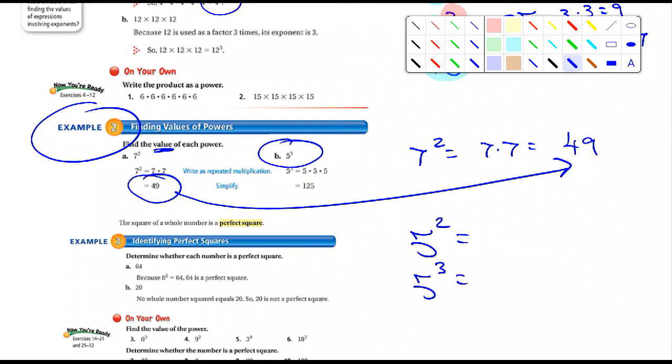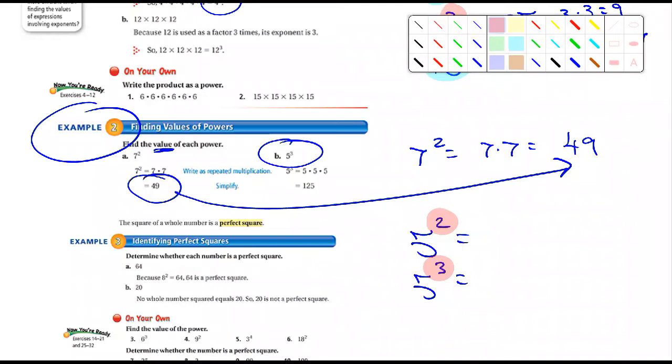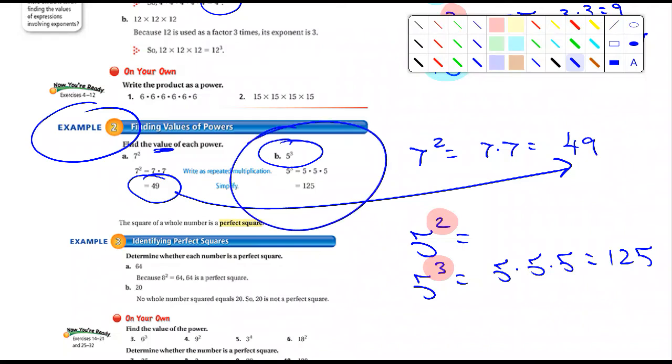This is called 5 cubed. Everybody repeat after me: 5 cubed. Anytime you see a 2 as the exponent, you're squaring the number. Anytime you see a 3 as the exponent, it's called cubed. You're cubing it. It's times 3. So this would equal 5 times 5 times 5, which equals 125. And again, they give you that answer in the example. But just remember, this is called squared, this is called cubed, because sometimes I might say that, and I don't want you to get confused.